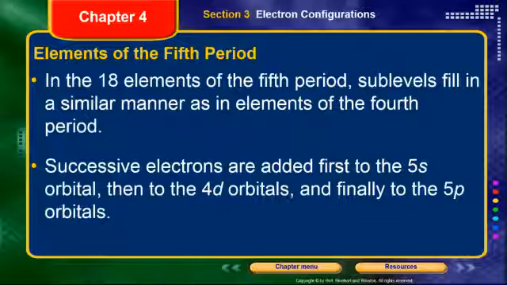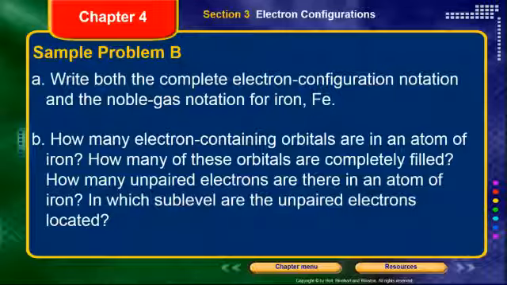In the 18 elements in the 5th period, sublevels fill in a similar manner as in elements in the 4th period. Successive electrons are added first to the 5s orbital, then to the 4d orbital, and finally to the 5p orbitals. Same pattern. So let's run through a sample real quick to finish up.